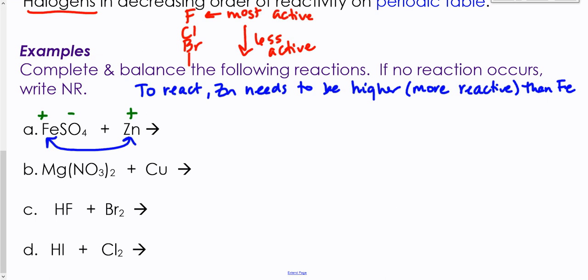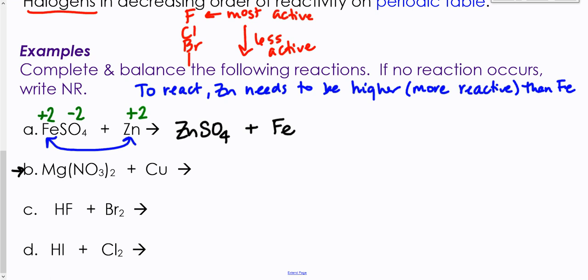Then I'm going to figure out their charges. Zinc is +2. Iron in this case is +2 because sulfate is -2. So when I replace iron with zinc, now I put zinc as +2 with the sulfate as -2, which gives me a formula of ZnSO4, and iron gets kicked out. And this is actually already balanced. If you'd like to try the next one, that would be great to be prepared for class, and we'll go over that one in class.